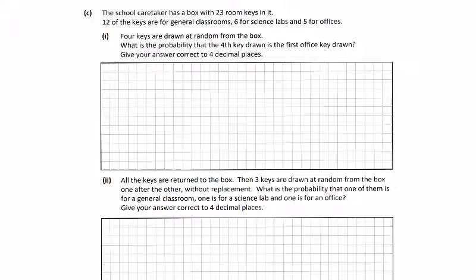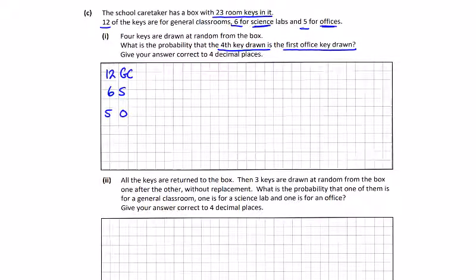Part C, the school caretaker has a box with 23 keys in it. 12 are for general classroom, 6 for science, and 5 for offices. Could be colours, but we're just given rooms this time. 4 keys are drawn at random from the box. What is the probability that the 4th key drawn is the first office key drawn?